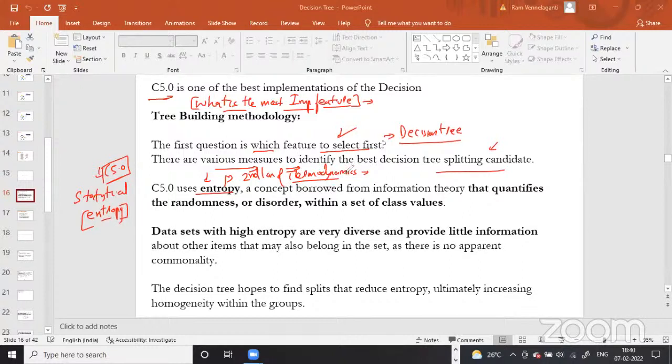So what is entropy here? Entropy is the measure of randomness. It is the measure of disorder, a measure of randomness, a measure of chaos. It is a measure of impurity. All these terms you can use.